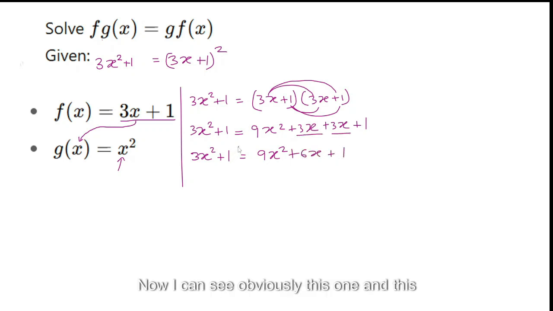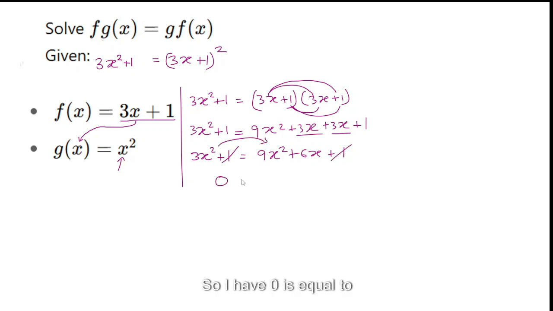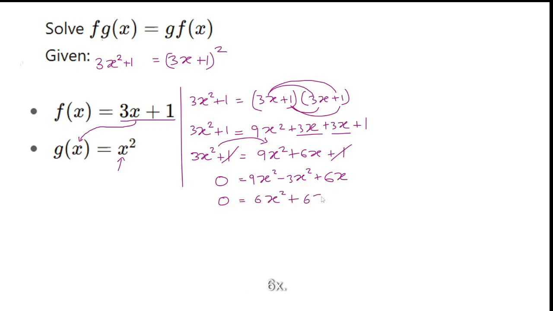Now I can see obviously this 1 and this 1 get cancelled out. Move the 3x squared to the other side. So I have 0 is equal to 9x squared take away 3x squared, add 6x. Now 0 is equal to 6x squared add 6x.